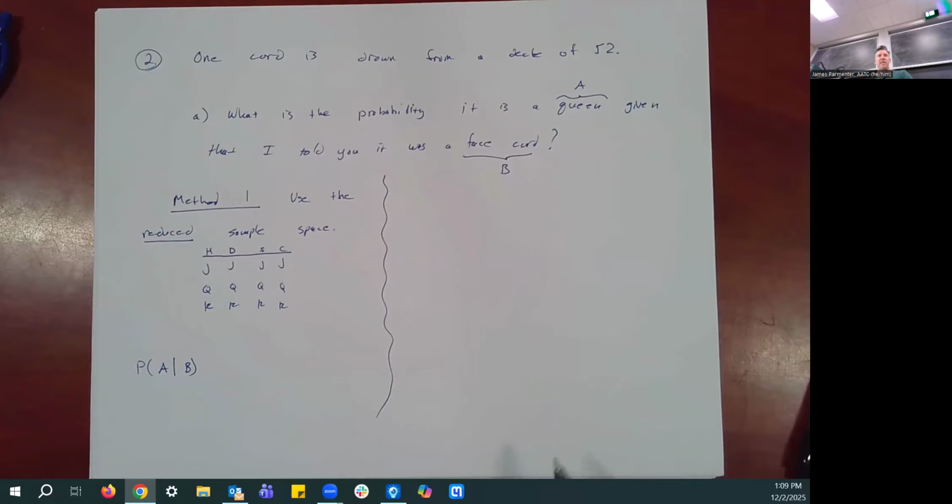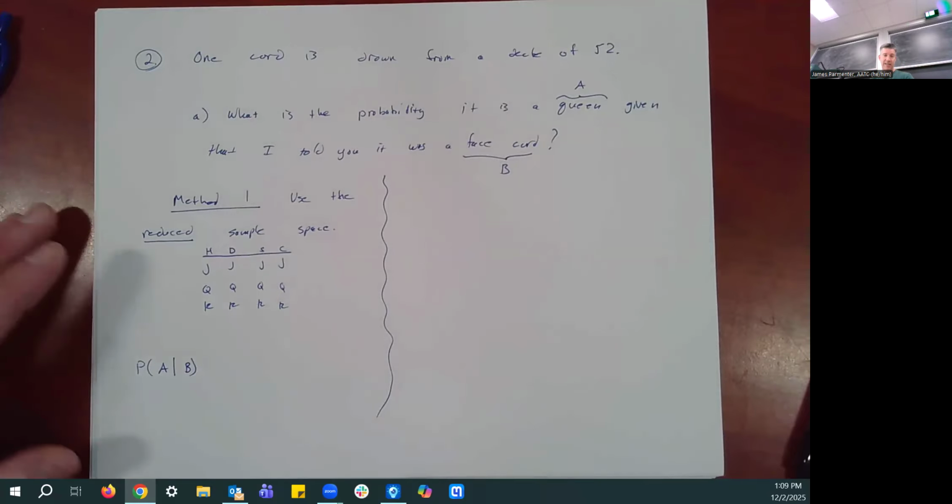Which I really feel like the way we say it is why you write it this way. A given B is because we really write it. We say A before B. But even though I'm really thinking of, I'm telling you B has happened and then asking you what's the probability of A. So I feel like it would make more sense if the notation was the other way, but oh well. It's not mine. I don't get to decide.